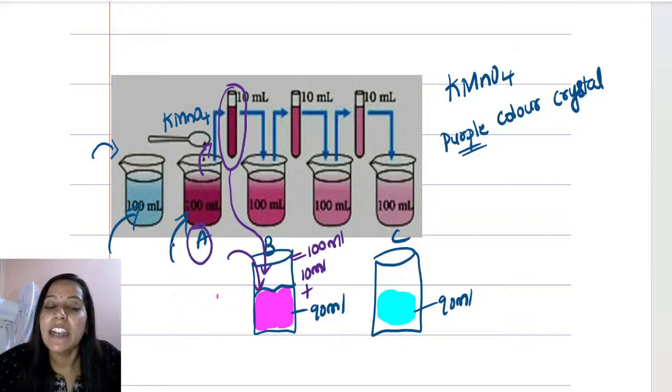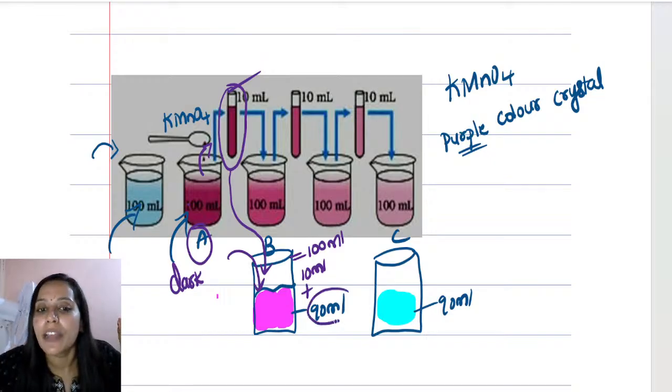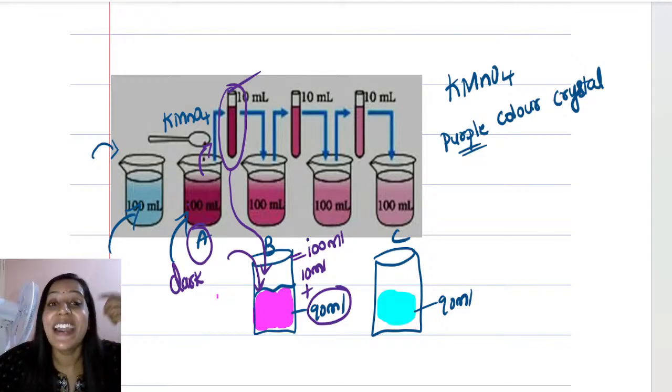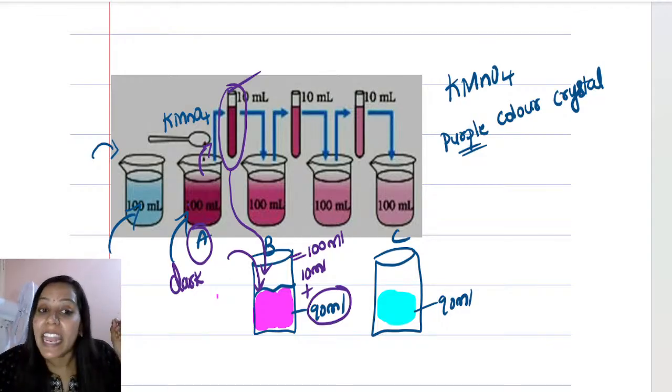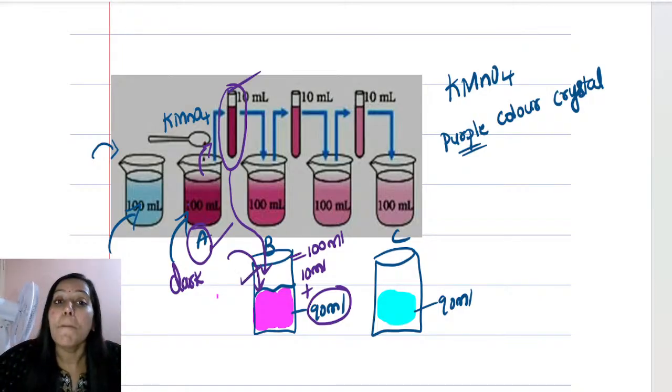Beaker A had dark pink color. Of that dark pink color solution you have taken only 10 ml and added it to 90 ml of clear water, and here you are getting one shade less pink color in beaker B. If we compare with beaker A, the color in beaker B is comparatively less.